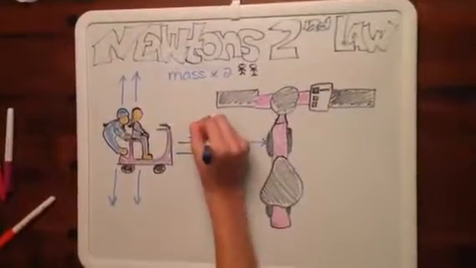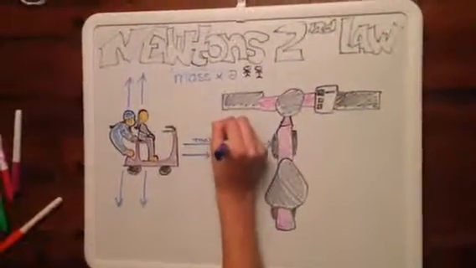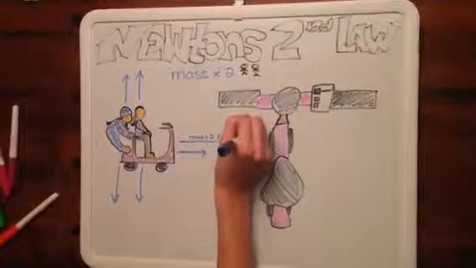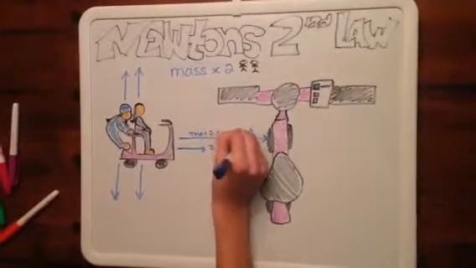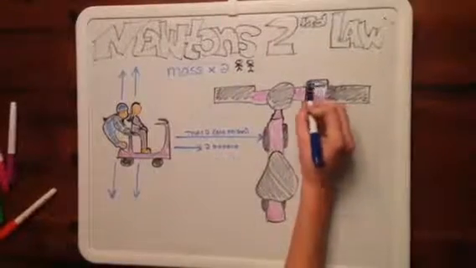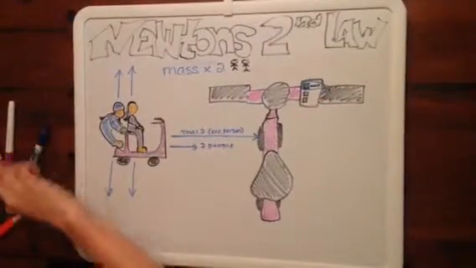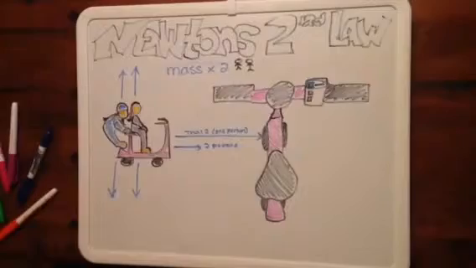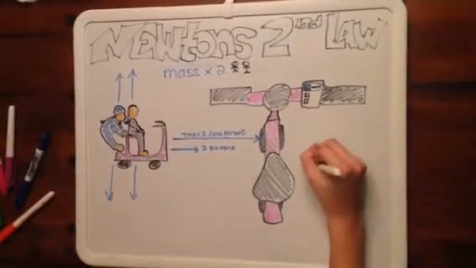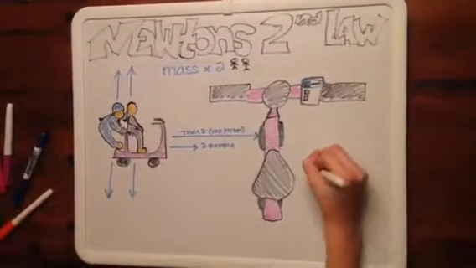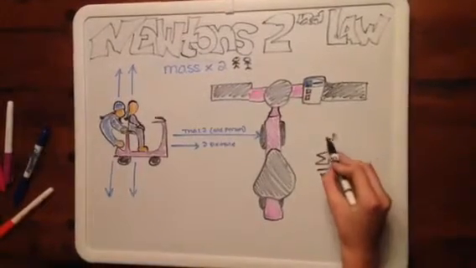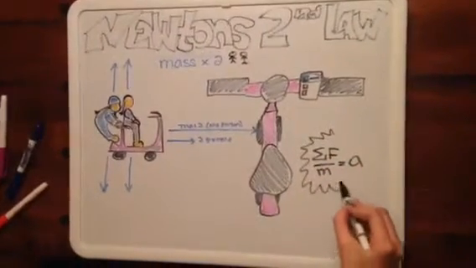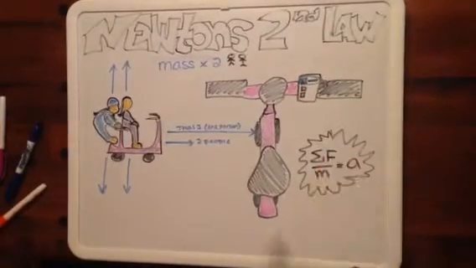The second law states the acceleration of an object is inversely proportional to the mass. We demonstrated this by adding another person to the scooter to add mass. Moving at full power, the scooter with 2 people on it accelerated slower than the scooter with 1 person on it. If the force remains the same and the mass increases, then using the formula sigma force over mass equals acceleration, one may calculate that acceleration will be less.